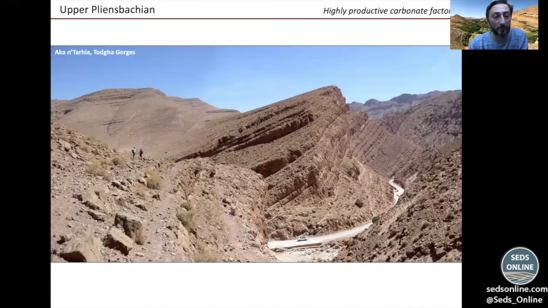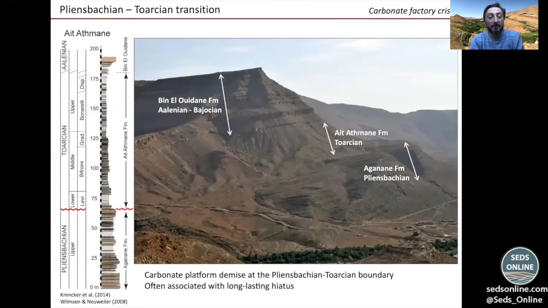That's a picture from the Todra Gorge. And here the Sinemurian-Pliensbachian boundary is approximately around here. You can see all these carbonates here, which form more than 500 meters of shallow water carbonates, are Pliensbachian carbonates. So the very productive carbonate factory. And once you hit the Pliensbachian-Toarcian boundary, everything changed dramatically.